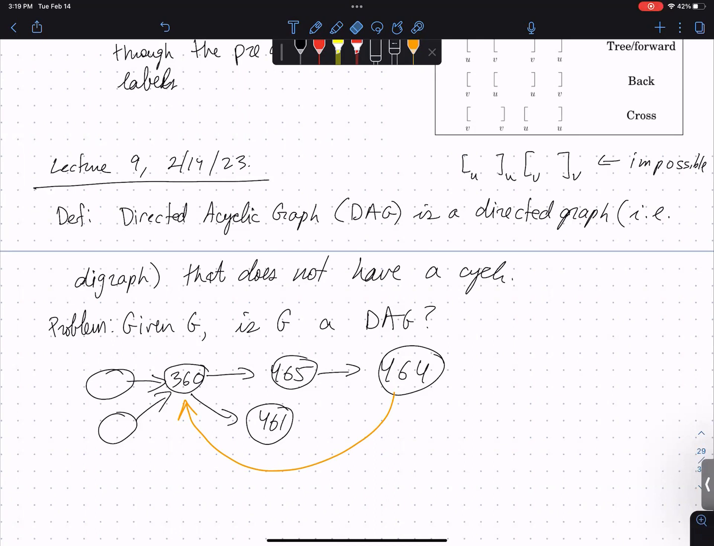So if there's a cycle in a dependency graph, you have a problem. You can't take 360 because you haven't taken 464. You can't take 464 because you haven't taken 465, and you can't take 465 because you haven't taken 464. So it's quite important for these graphs to be acyclic. Now, if in this kind of graph you have like 20 classes or something, you can look at it and determine easily if there's a cycle or not. You don't need an algorithm.